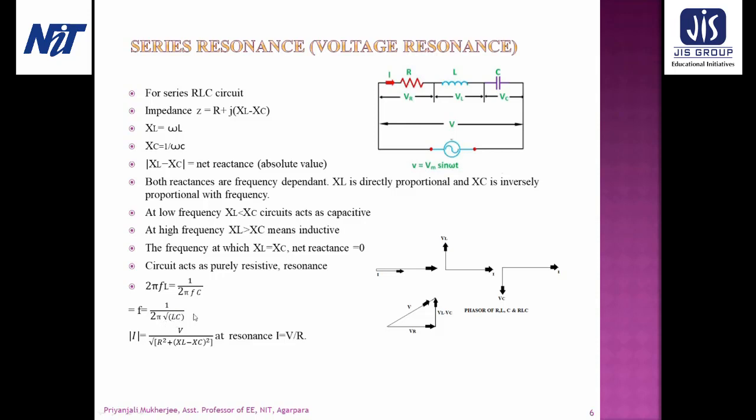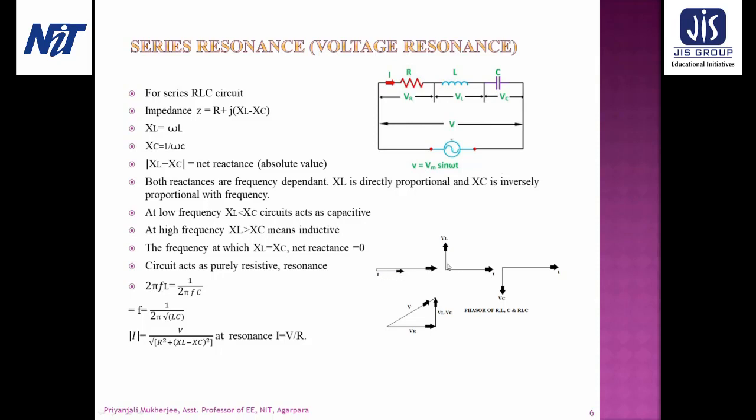And the current through this circuit is V divided by root over of R square plus (XL minus XC) whole square. And at resonating condition, this XL becomes XC, so this difference becomes 0. So I becomes V divided by R. So at resonance, it is working as a purely resistive circuit. So here, these are the phasors of the RLC circuit. So for the pure resistance, the voltage and current are in the same phase.